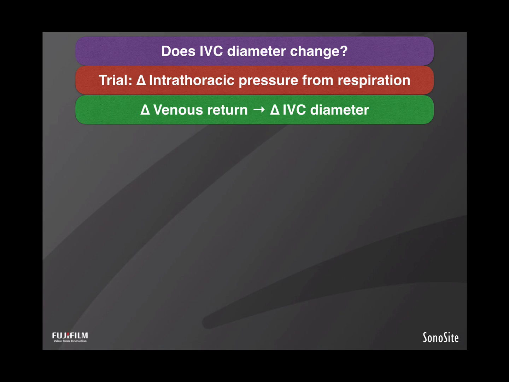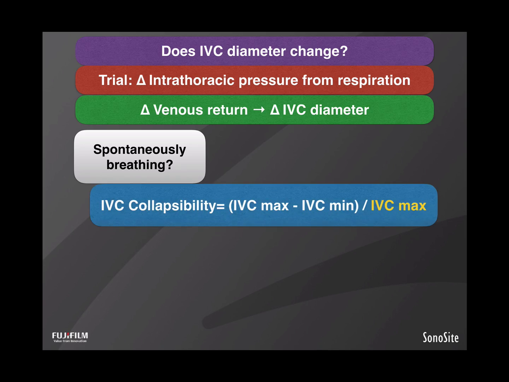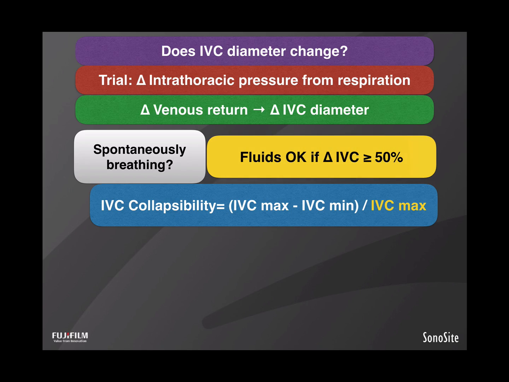Our measurement is, in fact, looking at the diameter change of the IVC. So in spontaneously breathing patients, we look at IVC collapsibility, which is the difference between the maximal and minimal diameter, divided by the maximal diameter. We don't need to necessarily perform specific measurements. You can usually eyeball a 50% change, and if that is the case, you can give fluids.